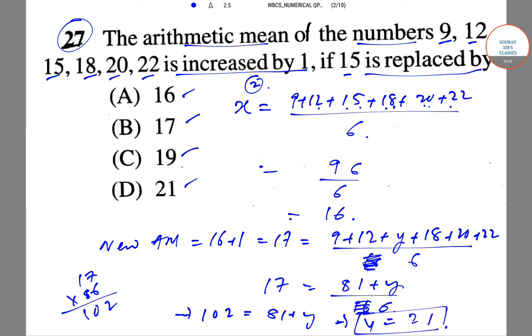So if we replace 15 by 21, in that case we get the required structure that we are hoping. So option D over here is the correct option.